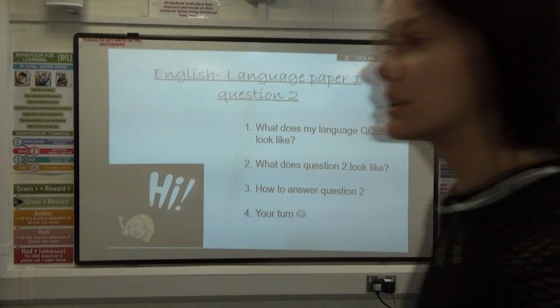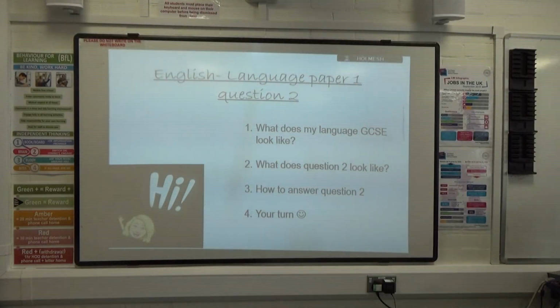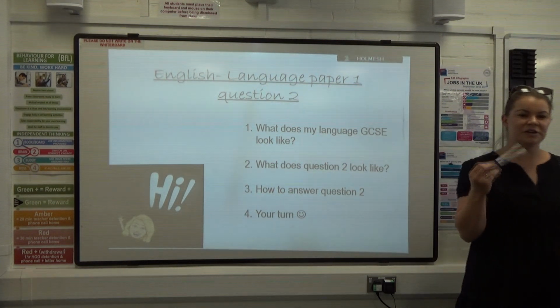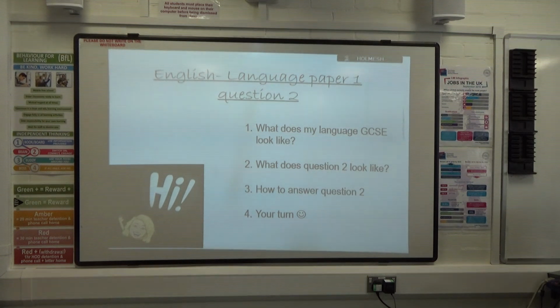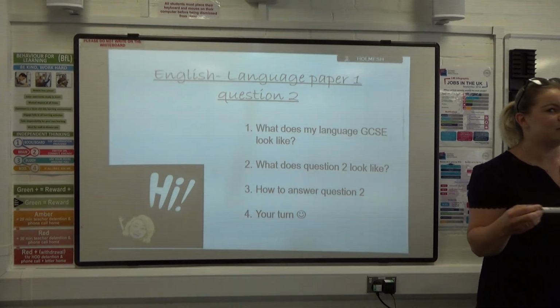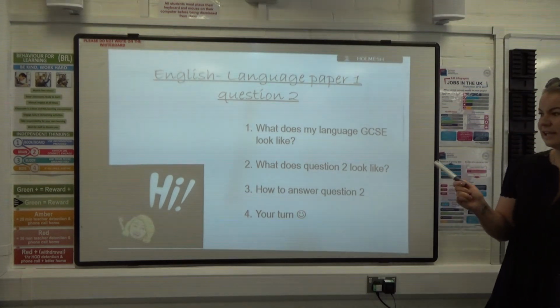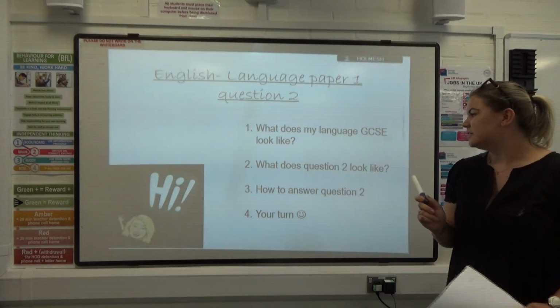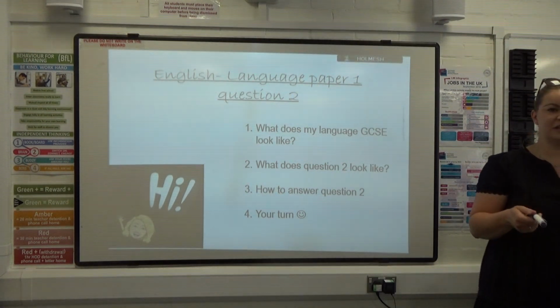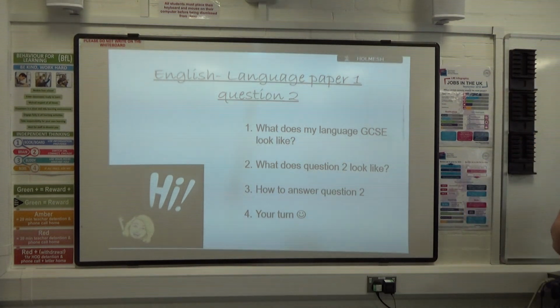Okay guys, so we're going to do question 2 today. Now with Miss Truve, 2 weeks ago you did a question 5, is that right? Yeah, 2 Mondays ago? So I thought I'd take you through one of the other questions from your language GCSE. First of all we're going to go through what your language GCSE looks like. Next we're going to go through what question 2 looks like, which is the one we're focusing on today. And then how to answer question 2, and then handing it over to you.